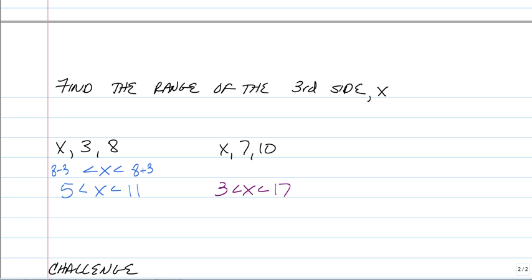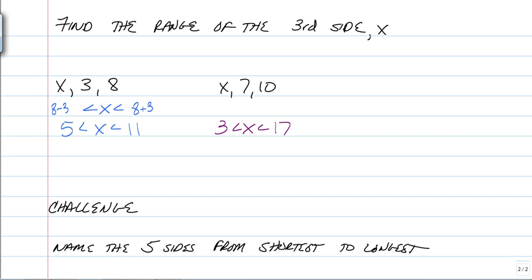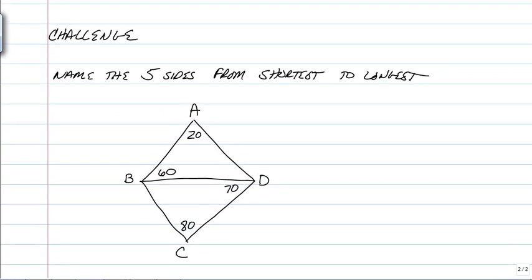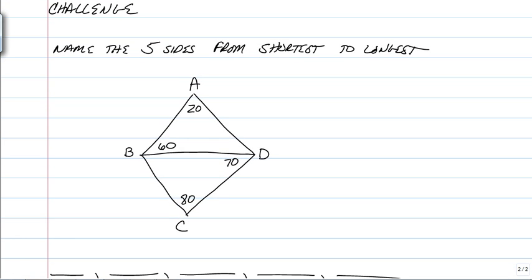And that's it. So there's one last thing I'm going to let you guys see, but we're not going to do it on this video. This is going to be a challenge for you to try. I would like you to name the 5 sides from shortest to longest in this particular diagram. So you only have 5 sides. You do not get to use BD twice because it's in 2 different triangles. BD is technically considered 1 side. So can you do it? Can you name the 5 sides from shortest to longest?